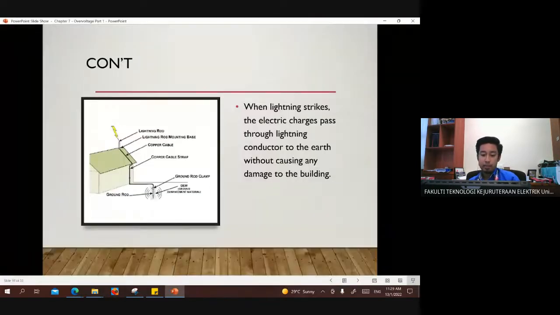So this is the diagram here, the diagram of the lightning protection in the building. They have a lightning rod, lightning rod mounting base, copper cable strap, grounding rod clamp, and then the grounding enhancement material, because they need to meet the requirement of resistivity. If you look at what your friends shared yesterday, some put various things to get the required soil resistivity. So that one is for the building.